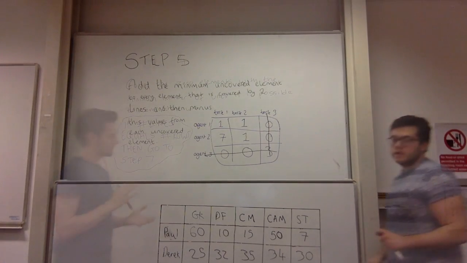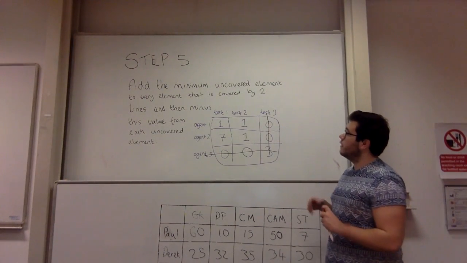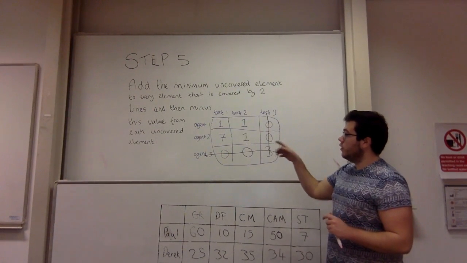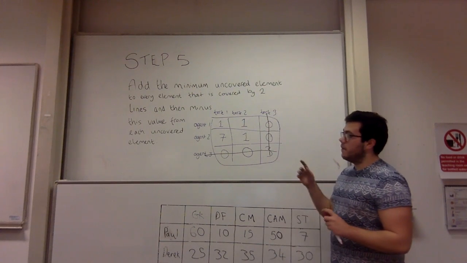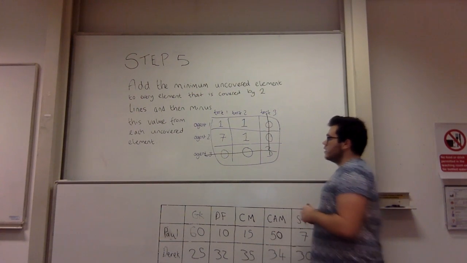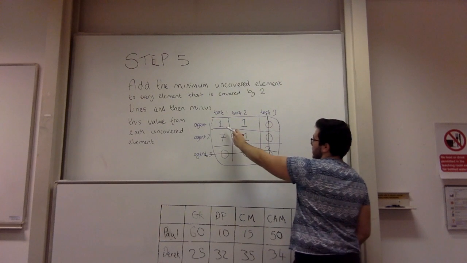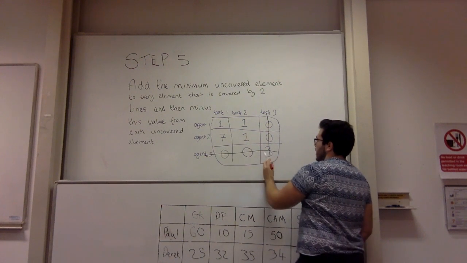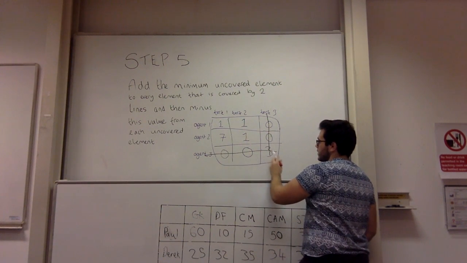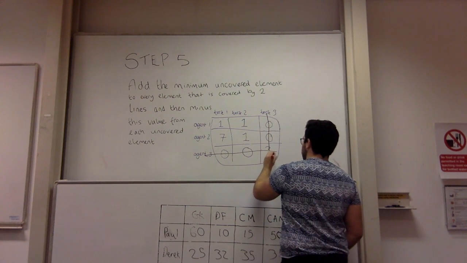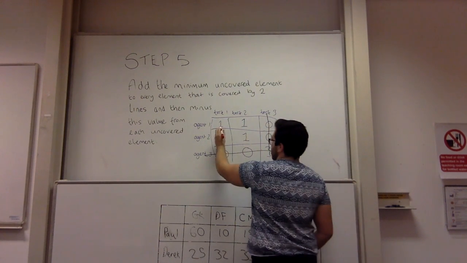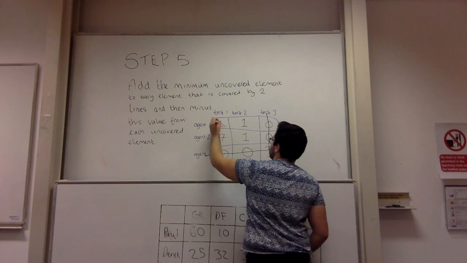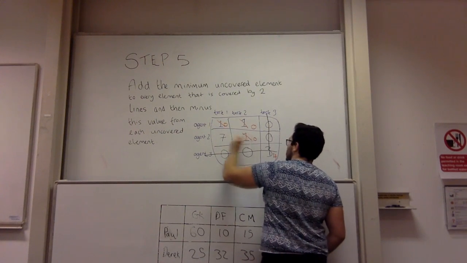In this step, we need to add the minimum uncovered element to every element that is covered by 2 of these horizontal and vertical lines, and then subtract this value from each uncovered element. So in this case, the minimum uncovered element is 1, and the only element that is covered by 2 lines is 3. So here we need to add 1 to the 3, making 4, and then subtract this value from every uncovered element. Making this 0, 0, 0, and 6.